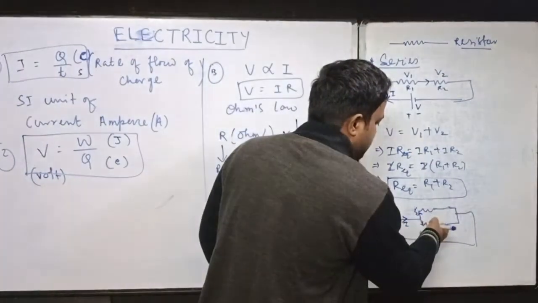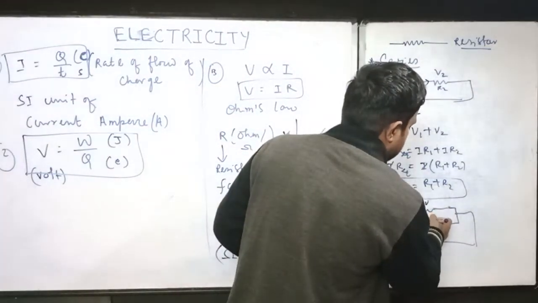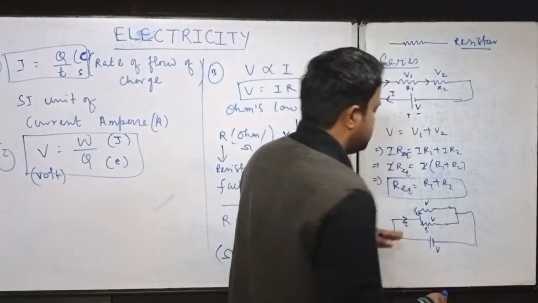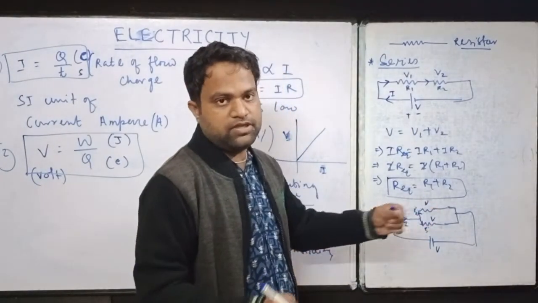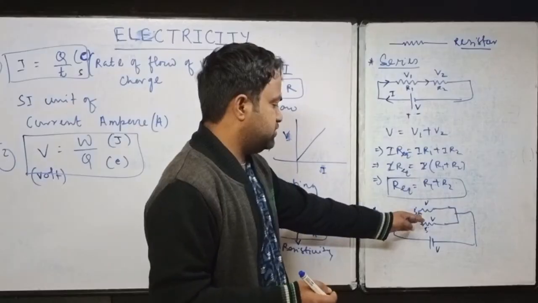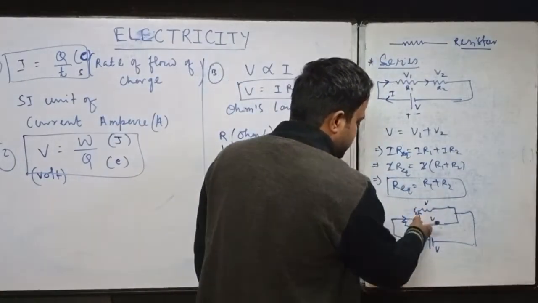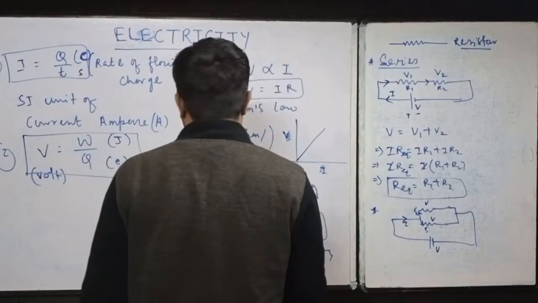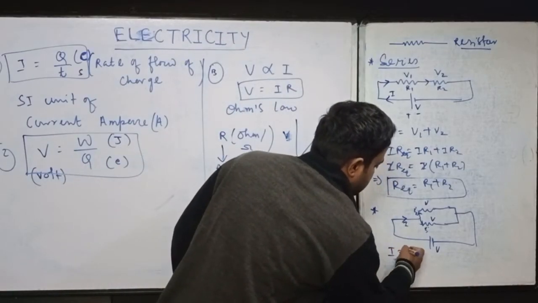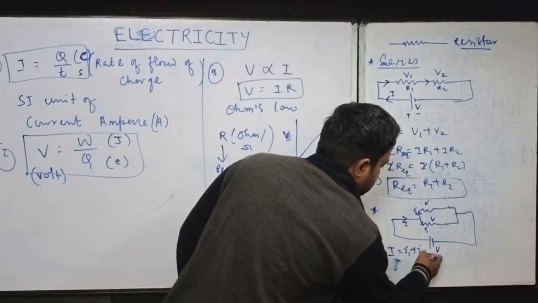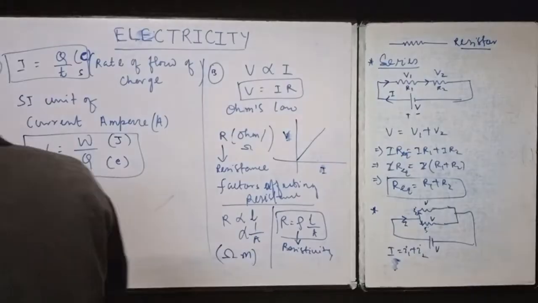And voltage will remain constant in a parallel combination. So here also V, here also V, here also V. Voltage will remain the same, but there will be division in the current. So current will be divided. So we can write that net current I equal to I1 plus I2. We'll begin with this.